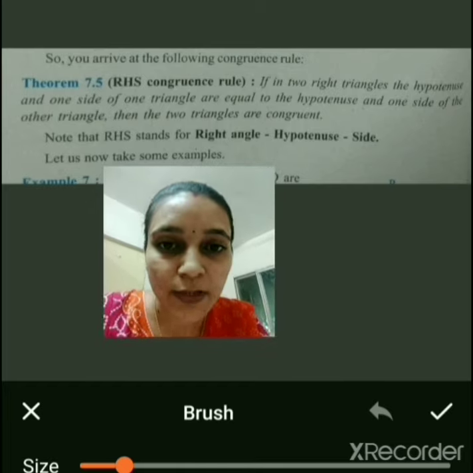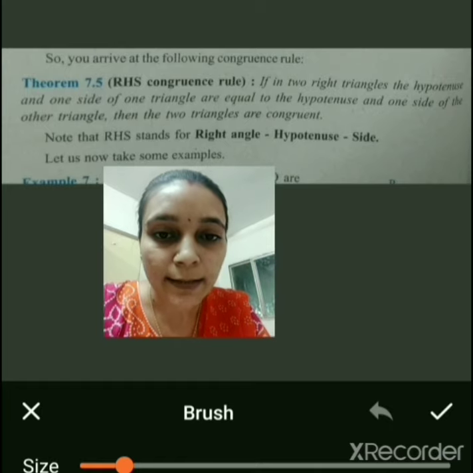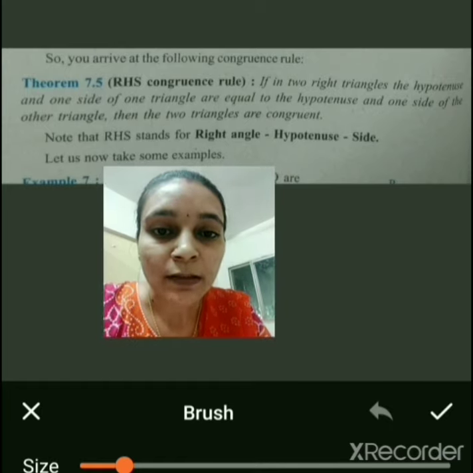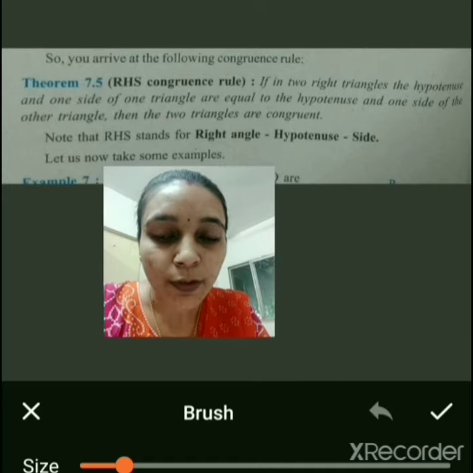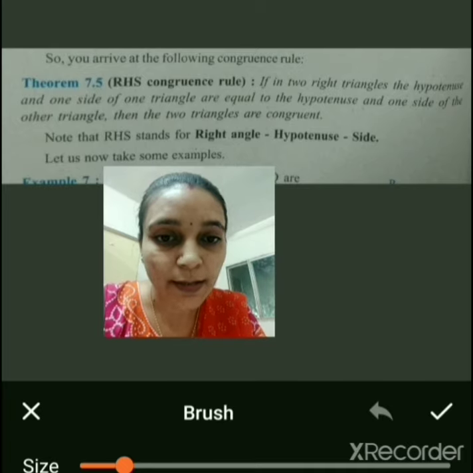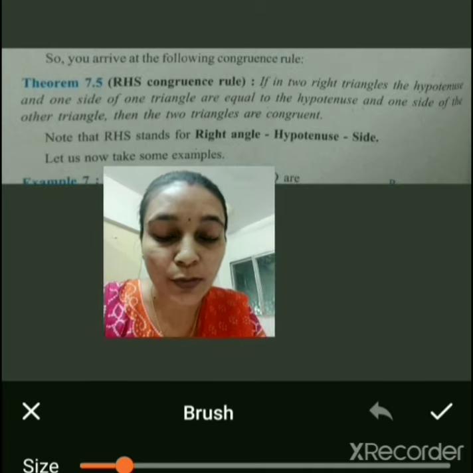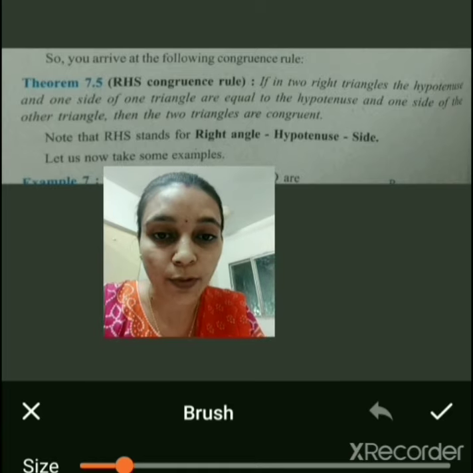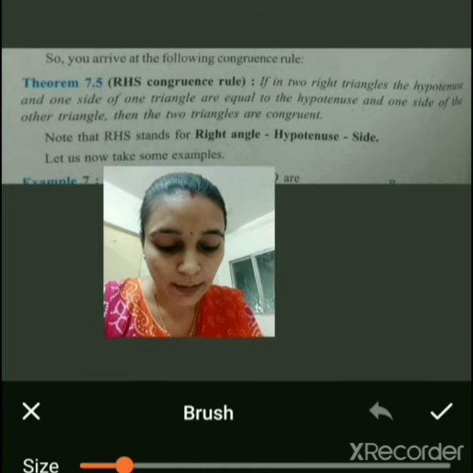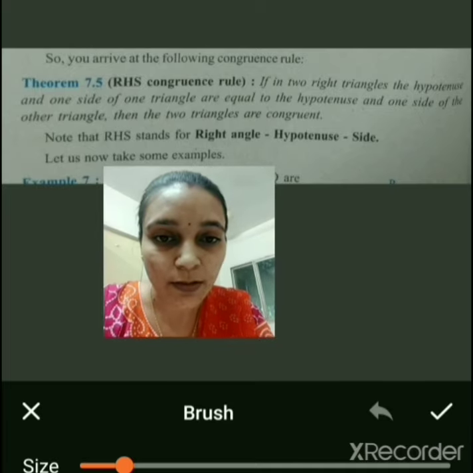The rule itself says right angle, hypotenuse and side, right? So if the triangle is a right-angled triangle, then obviously the right angle will be the same in both the triangles. And one more, the hypotenuse and a side of one triangle are equal to those of the other triangle, then we say by RHS congruence rule both the triangles are congruent, right? Let us understand this by figure, then you will have a clearer picture.